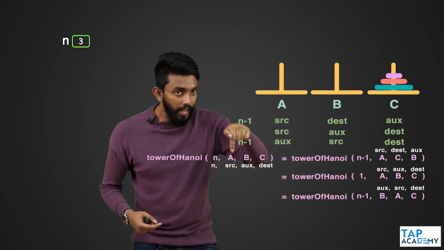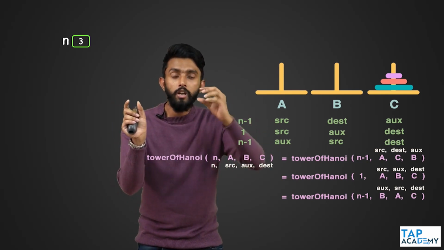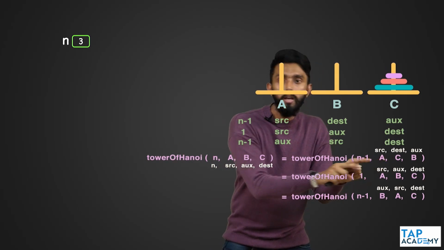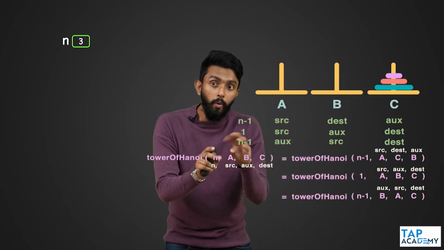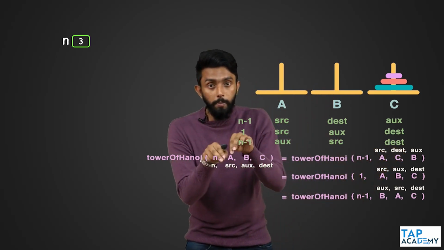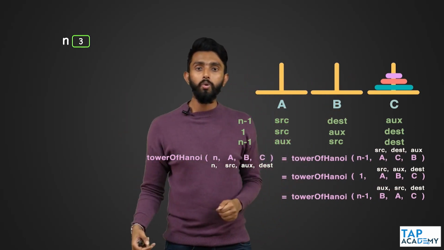But ultimately A is inside source, B is inside auxiliary, C is inside destination. If I want A to be at source, I will pass it in this position. If I want C to be an auxiliary, I will pass it in this position. If I want B to be a destination, then aux I will pass in the last position. So by rearranging, matter is over.